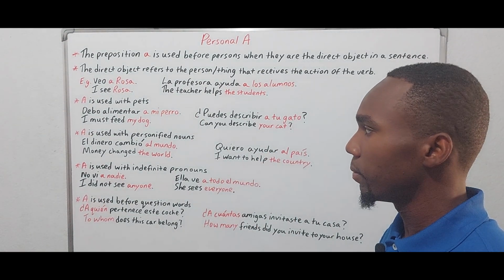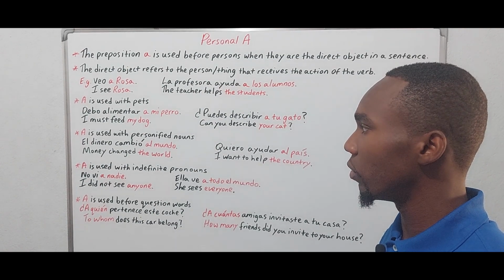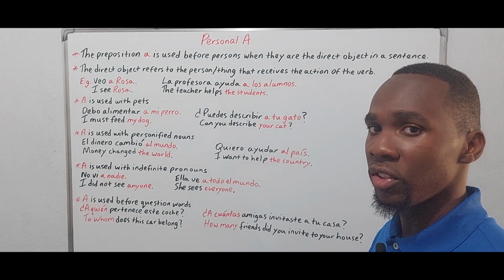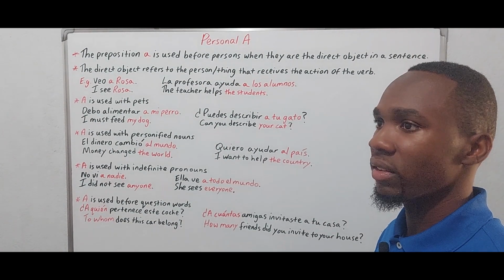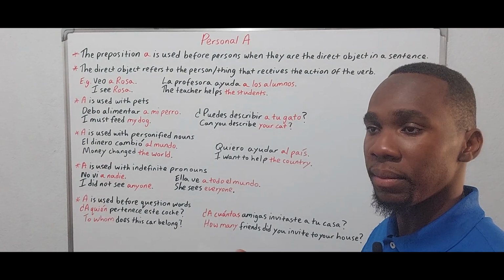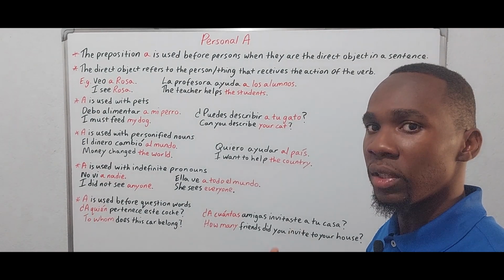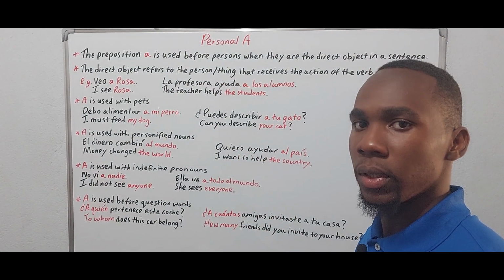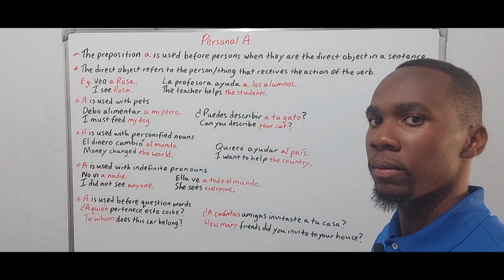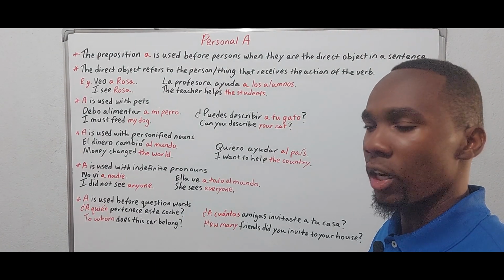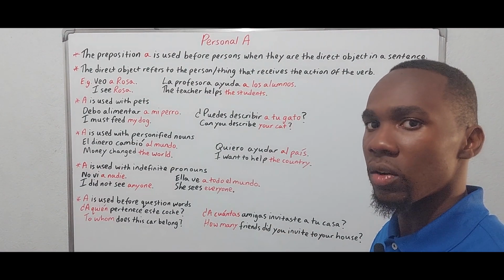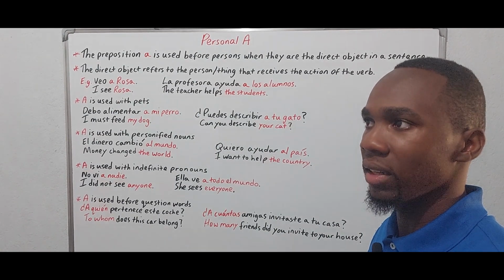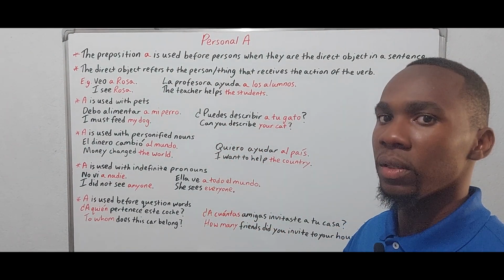The personal a is used with personified nouns. Personification refers to a figure of speech in which things that are inanimate are given human qualities. Okay? So the same thing applies. If we have a noun and we humanize it, in other words, we attribute human qualities to this noun, then we have a personified noun, a noun that can be seen as a person or a human, right?